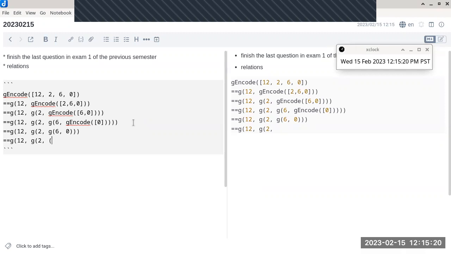Okay, let me spell out why it is 21, because it is 6 plus 0 times 6 plus 0 plus 1. The whole thing divided by 2 plus 0. And that's why it's 21, but I'm just spelling it out.